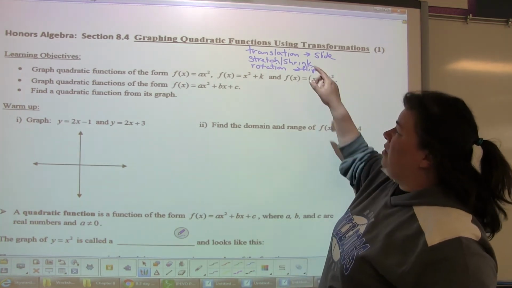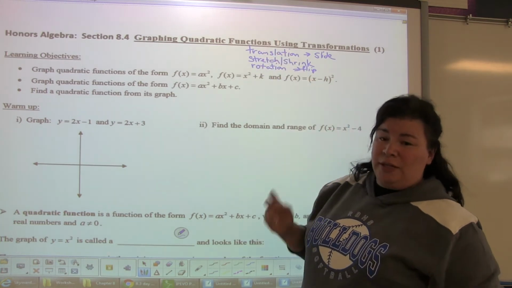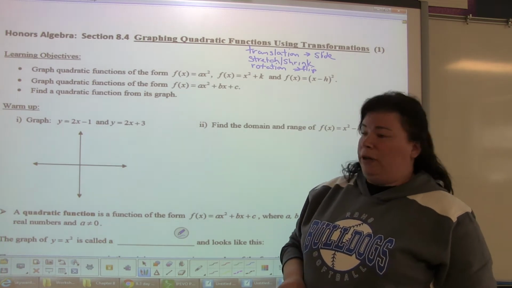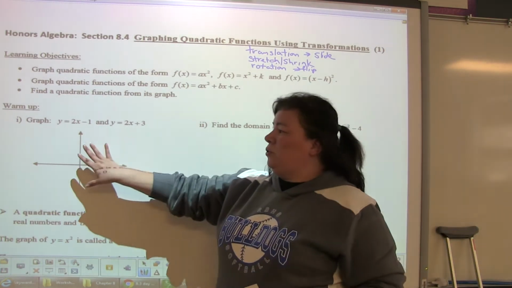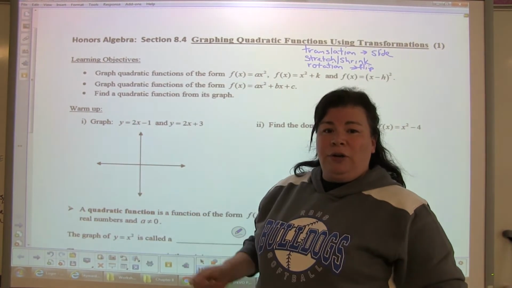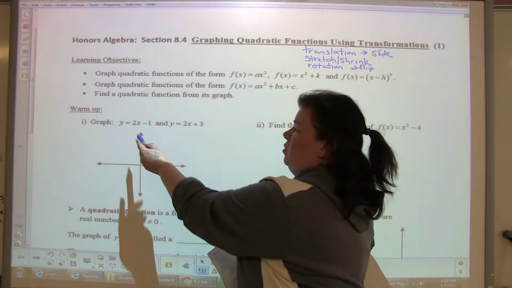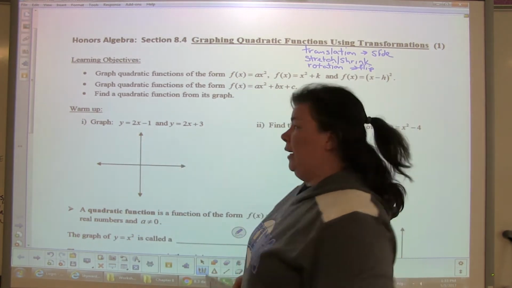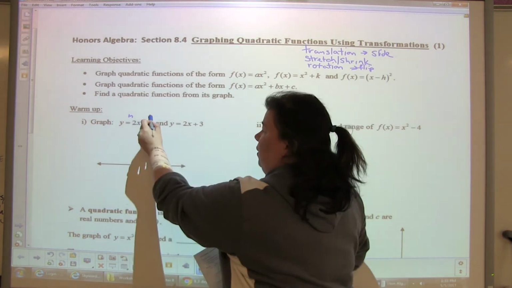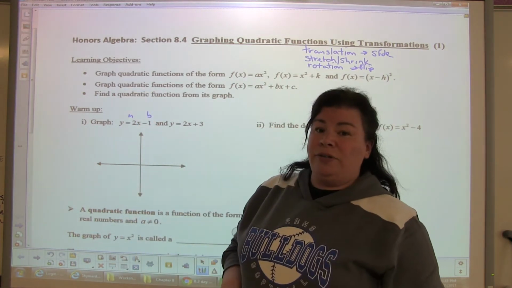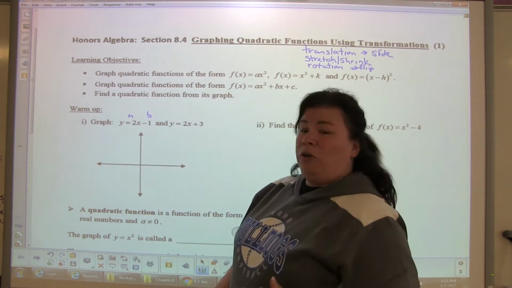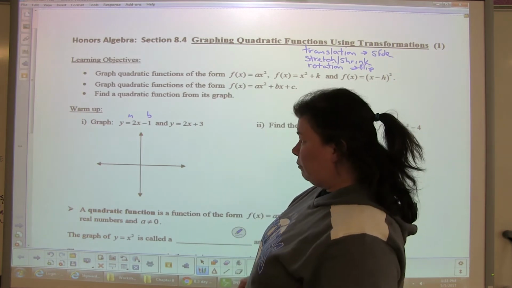The ones we're really going to be dealing with would probably be the first two: translations, which is a slide or a shift, and a stretch or a shrink. So if you go ahead and do this warm-up right now, recall that these are equations of a linear equation. So this is y equals mx plus b. This is a line. And recall that our slope is 2, which is our m value, and our b is -1, which is our y-intercept. So if we were to go ahead and graph this right here, go ahead and do that now. And you can pause it, and you can come back.